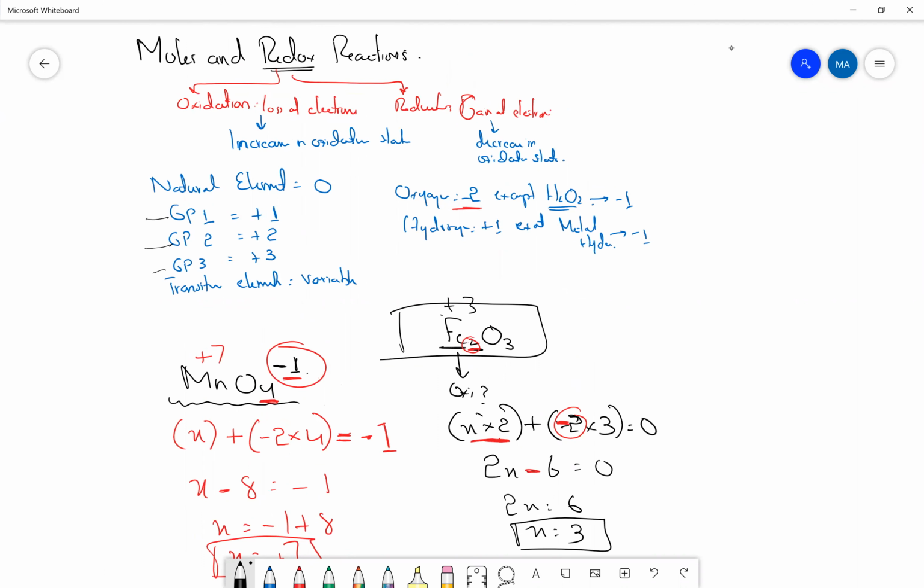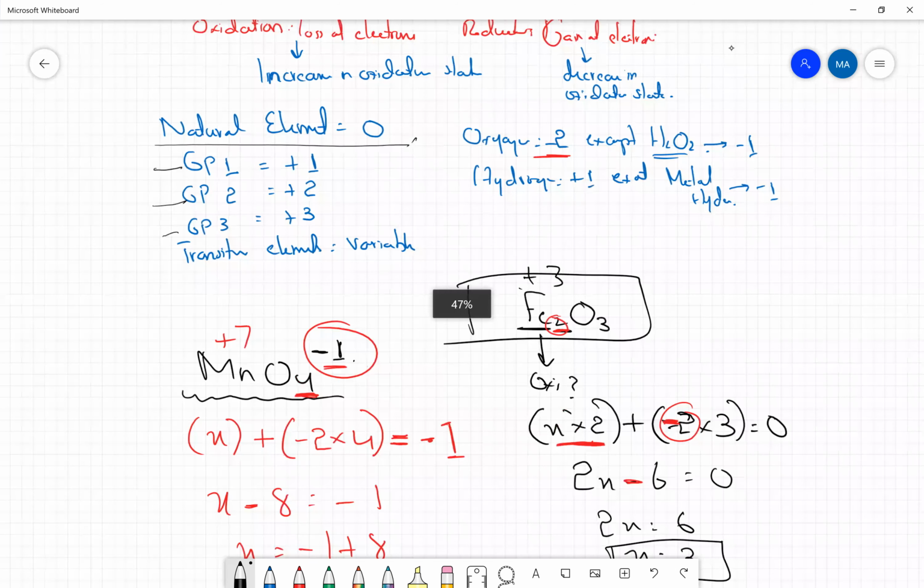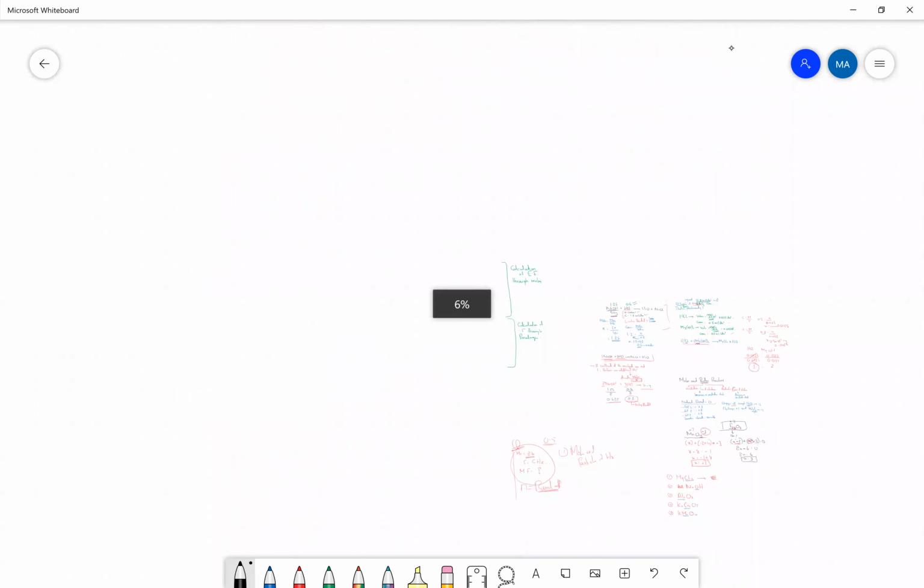Neutral elements will have an oxidation state of 0. Transition elements have a variable oxidation state. Oxygen has a negative 2, and hydrogen has it.